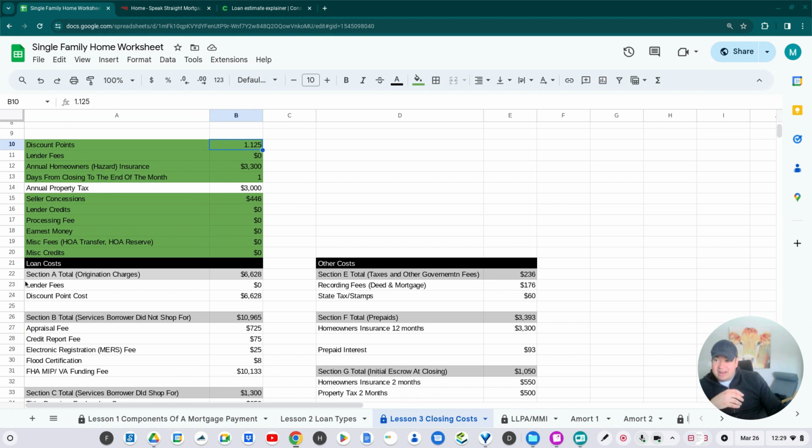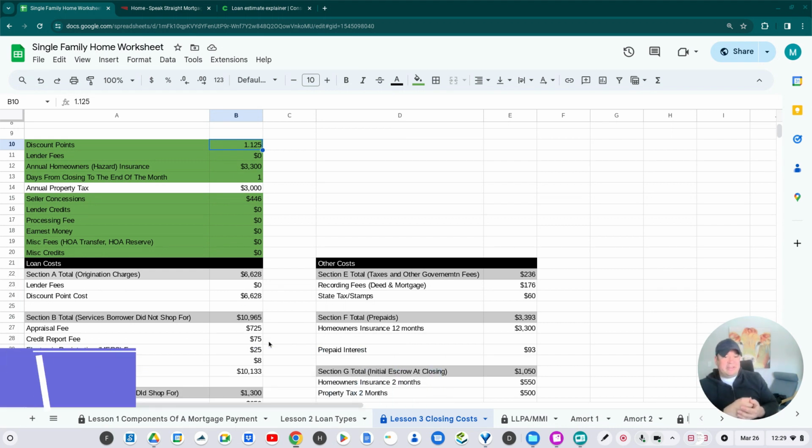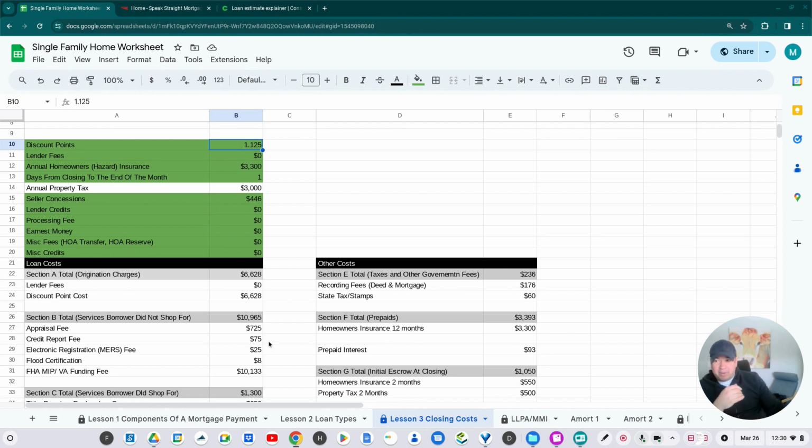So section A, we enter discount points and it's auto-calculated down here. Lender fees. At Speak Straight Mortgage, we don't have any lender fees on the vast majority of our loan programs. There's some down payment assistance programs where we have to charge lender fees, but for the most part, we don't charge lender fees. So if you're trying to calculate what we charge for closing costs, you could put 0 here.